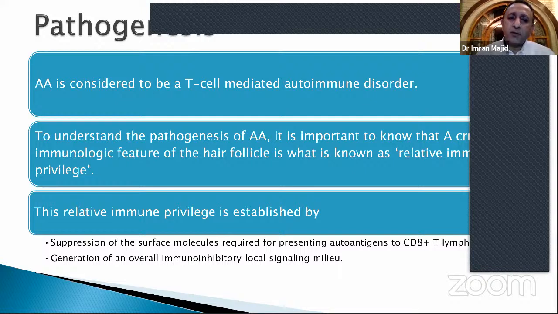And this relative immune privilege is established by two things. One, suppression of surface molecules that are required for presenting autoantigens to CD8 positive T lymphocytes. So there is a suppression of the surface molecules that are required for presenting autoantigens, and there is a generation of an overall immunoinhibitory local signaling milieu.